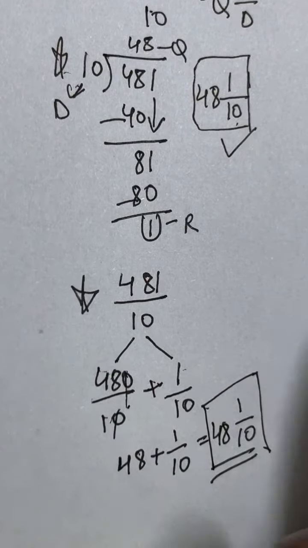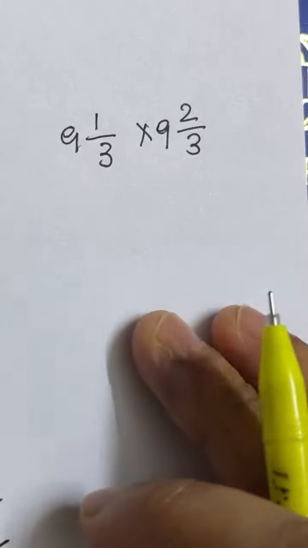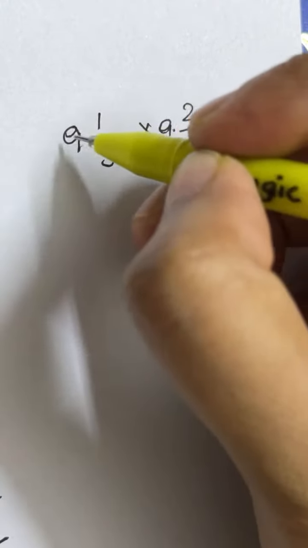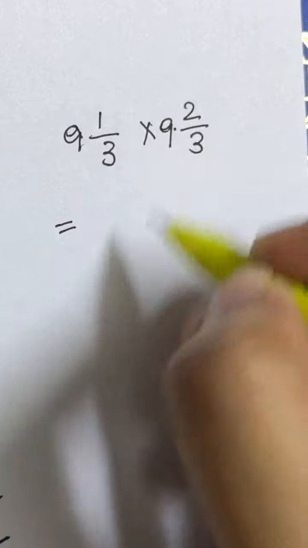Okay, let me show you one more multiplication. That's really simple. If we have 9 1/3 times 9 2/3, this applies when you have both the whole number parts same. Here I have 9, here I have 9. If I have 2 2, if I have 3 3, if the whole numbers are same, this applies for that. That means you can directly multiply the fractional parts.